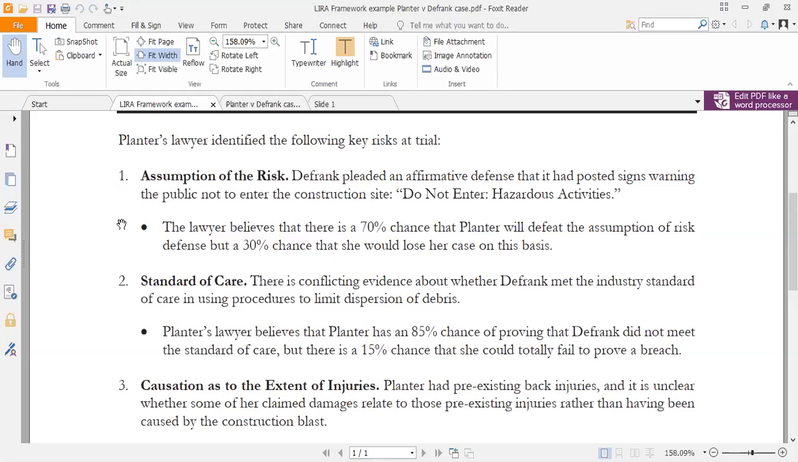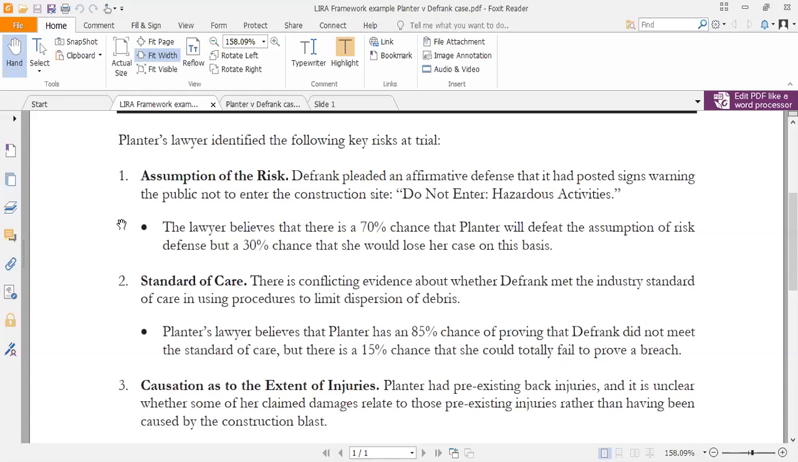A second issue involves the standard of care. There's conflicting evidence about whether Defrank met the industry standard of care in using procedures to limit the dispersion of debris. Planter's lawyer believes that Planter has an 85% chance of proving that Defrank did not meet the standard of care, but there's a 15% chance that she could totally fail to prove a breach.